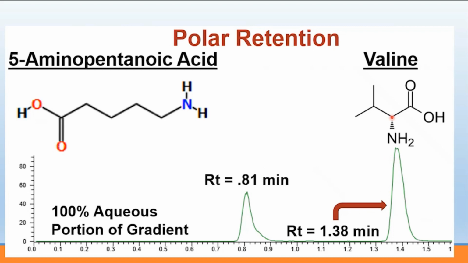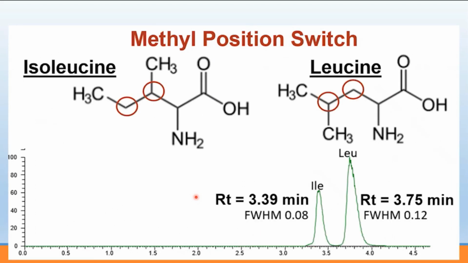We have valine, which elutes later versus 5-aminopentanoic acid, which elutes at roughly 0.8 minutes. Note that the void volume in this is probably close to around 0.5 minutes. So we get this increased retention time of polar analytes at this phase of the column. We look at another set of polar analytes, isoleucine and leucine, 2 isomer amino acids.